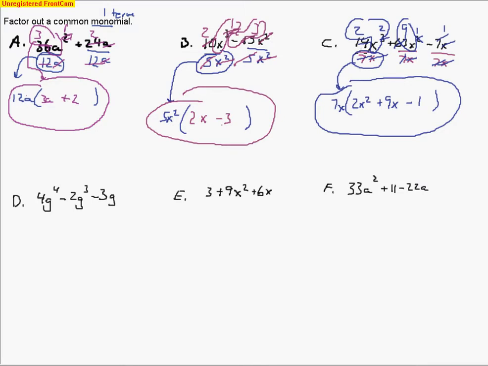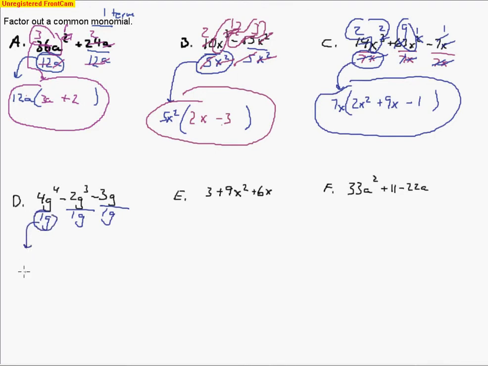Let's take a look at this one. We've got a 4g to the 4th power, negative 2g to the 3rd, 3g. Well, what's in common? Only 1g to start with. 1g because this one only has 1. And then looking at the numbers, 4, 2. Well, so far 2 is the common factor, but then we have an odd number of 3. So 3, 2, 4 have no common factors but 1. So that's all you're taking out, just a 1g this time.